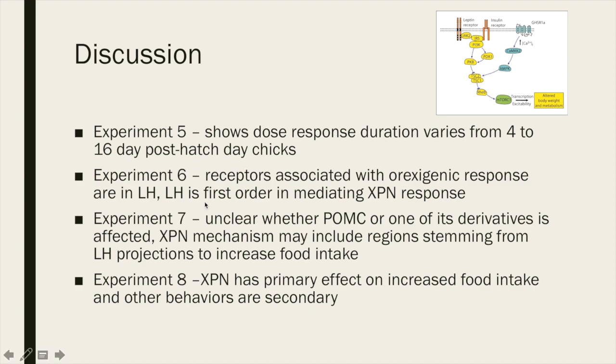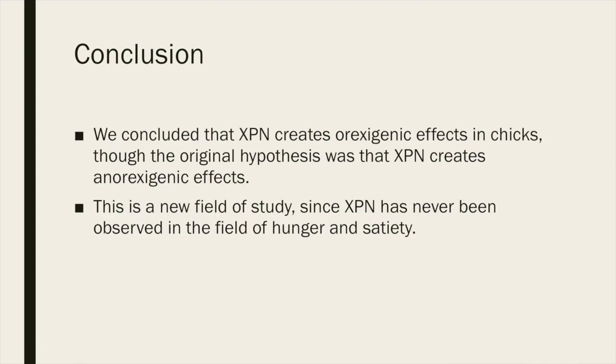And finally, in experiment 8, the XPN has its primary effect on increased food intake, and the other behaviors are secondary. We concluded that XPN creates an orexigenic effect in chicks, even though the original hypothesis was that XPN creates an anorexic effect. The response is dependent upon dose, meaning that a high dose may result in malaise, which arises from reduced water intake.